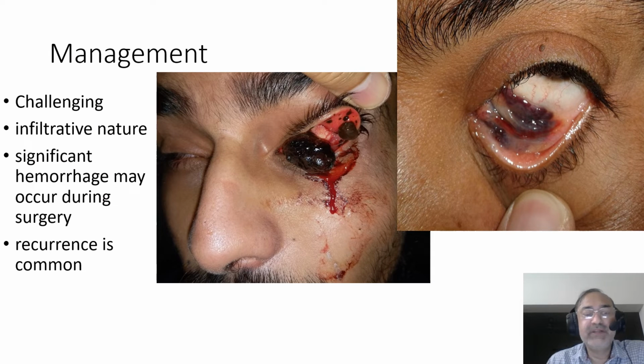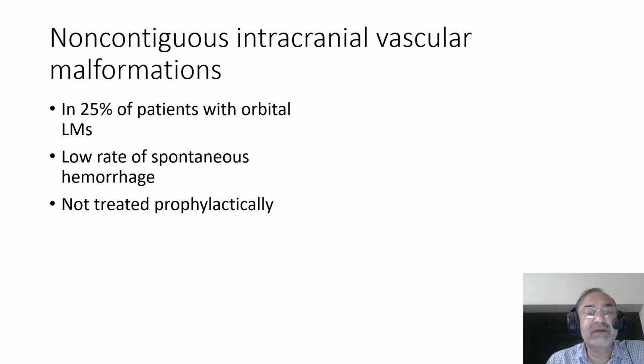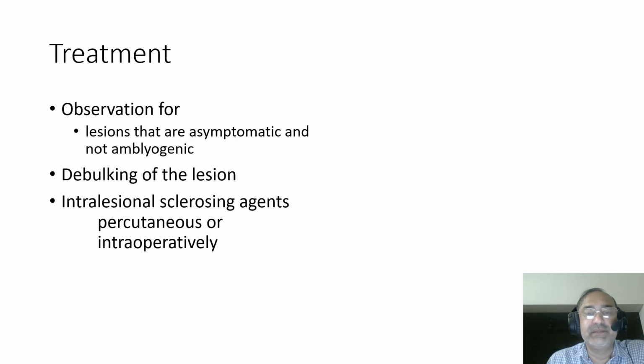The management is challenging because of their infiltrative nature, the risk of significant hemorrhage that can occur during surgery, and because recurrences are common. Non-contiguous intracranial vascular malformations occur in 25% of the patients with orbital lymphatic malformations. There is a low rate of spontaneous hemorrhage and they are not treated prophylactically.